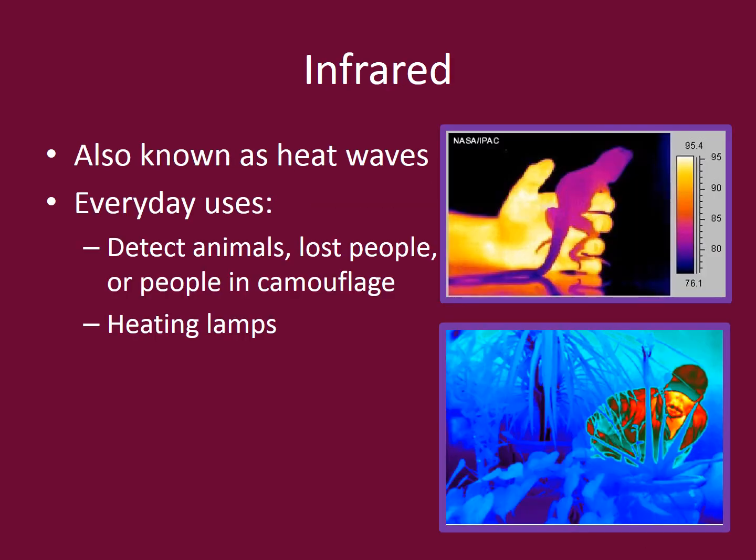All right, moving down the electromagnetic spectrum to infrared waves. Now these are heat waves, so we can use them for anything related to heat. So they're used a lot of times in military purposes, to find people in camouflage or to find targets. The police use it if they're going out to look for lost people that maybe are unresponsive, so they're looking for their heat signature instead.